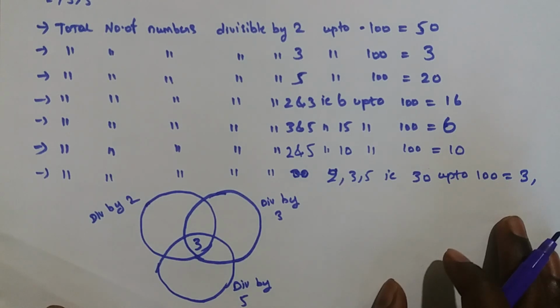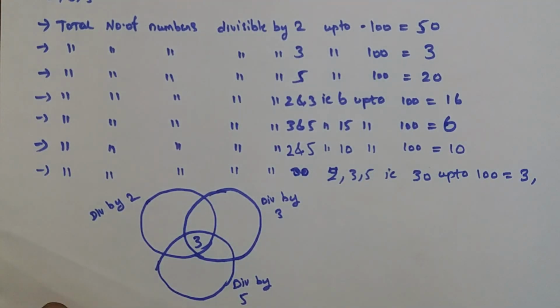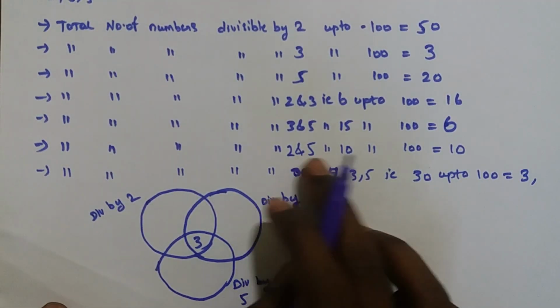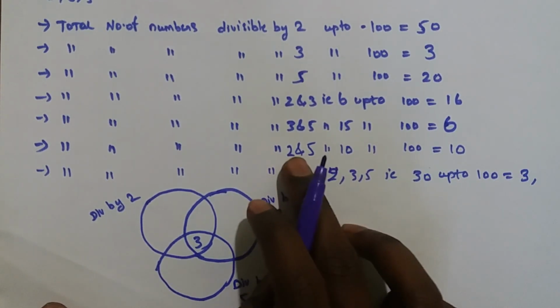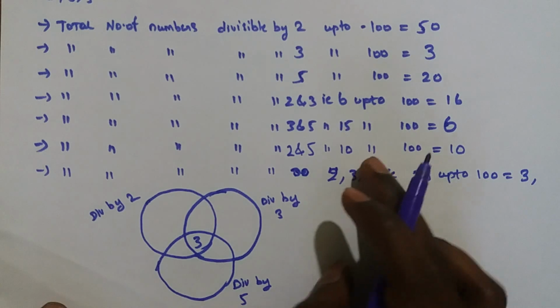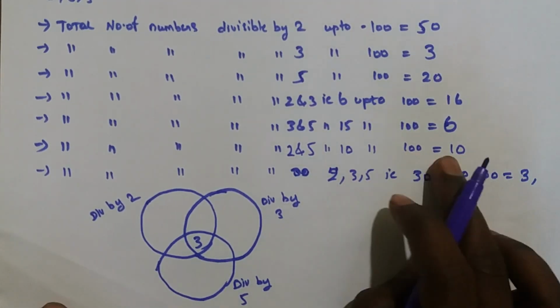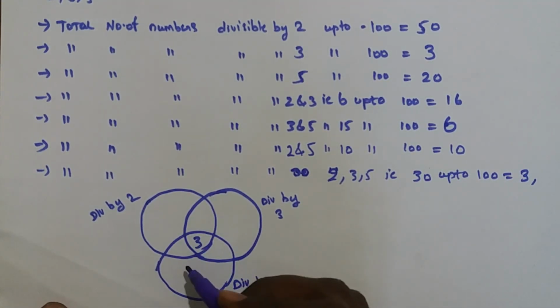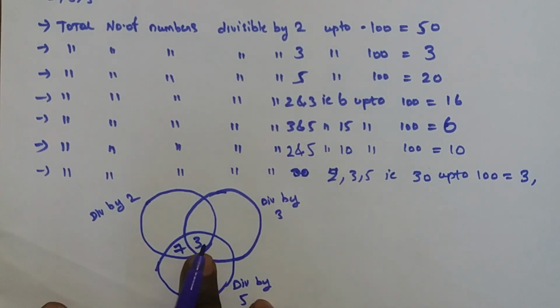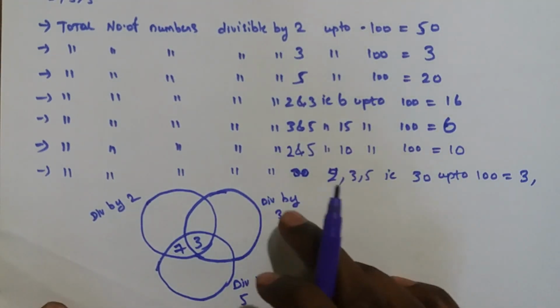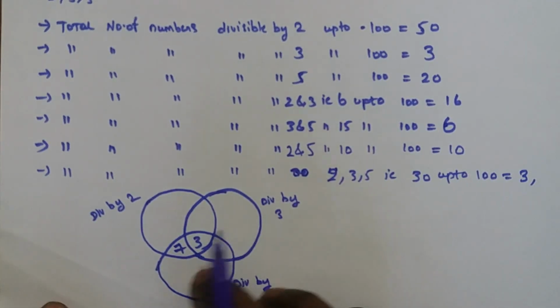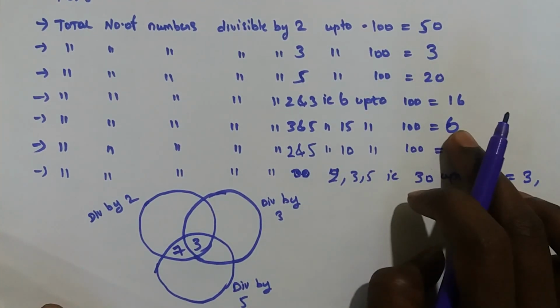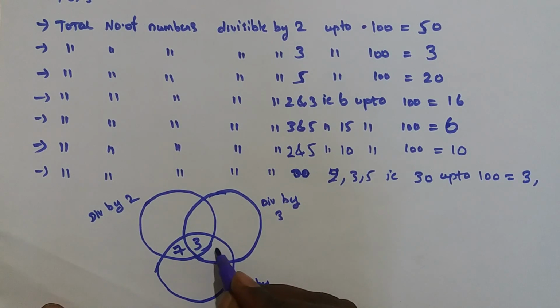Now we have to write the total number that is divisible in both the sections, that is 2 and 5. Divisible by 2 and 5 up to 100 is equal to 10. It is divisible in both the sections, right? 2 and 5 already ఇక్కడ 3 ఉంది కాబట్టి ఇక్కడ 7. ఇప్పుడు ఇక్కడ 3 and 5 సెక్షన్స్ divisible by 3 and 5. అప్ టు 100 is equal to 6 times. కాబట్టి ఇక్కడ ఆల్రెడీ 3 ఉంది కాబట్టి ఇక్కడ 3 రాసుకున్నాం.